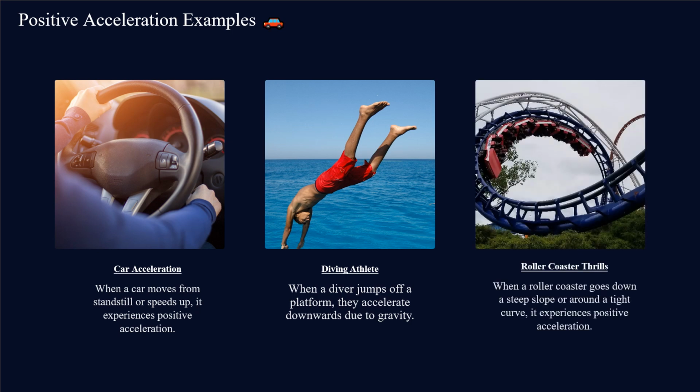At that time, their speed is also increasing because of the gravitational force. The third example is the roller coaster. When a roller coaster goes down a steep or sharp slope or around a tight curve, it experiences positive acceleration. The speed of the roller coaster becomes very fast at the corners because of the acceleration.